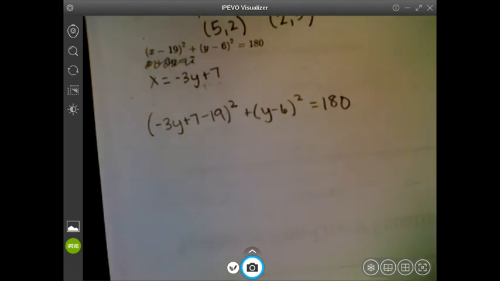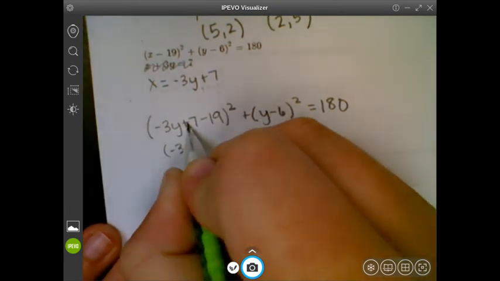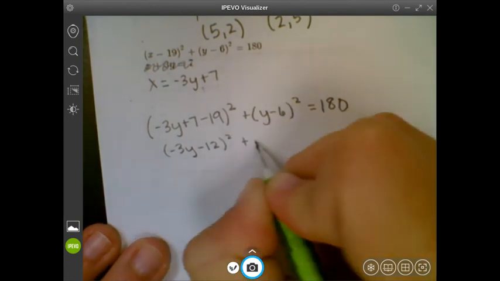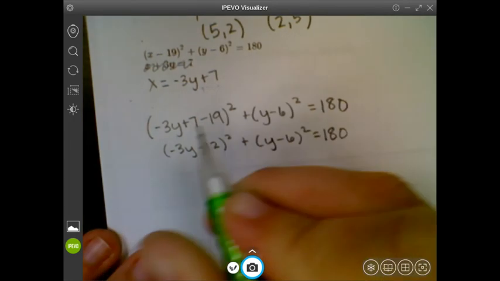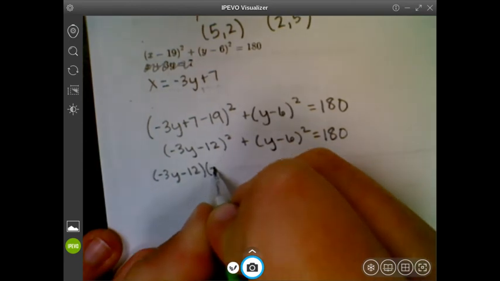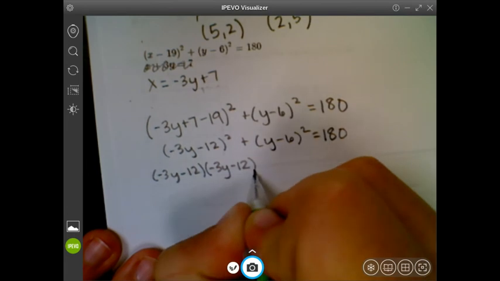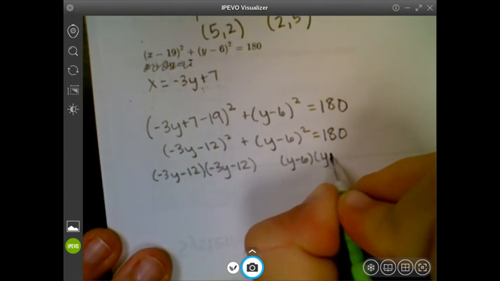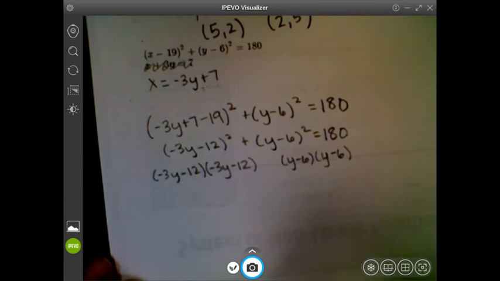All right, so let's go ahead and work out this problem. We can combine some like terms here. Negative 7 minus 19, that's negative 12 squared. So y minus 6 squared equals 180. And then you do have to distribute for both of these squares. So you're going to have to do negative 3y minus 12 times negative 3y minus 12. And then for this one, you are going to have to do y minus 6 times y minus 6. So multiply, multiply, multiply, so much multiplication here.